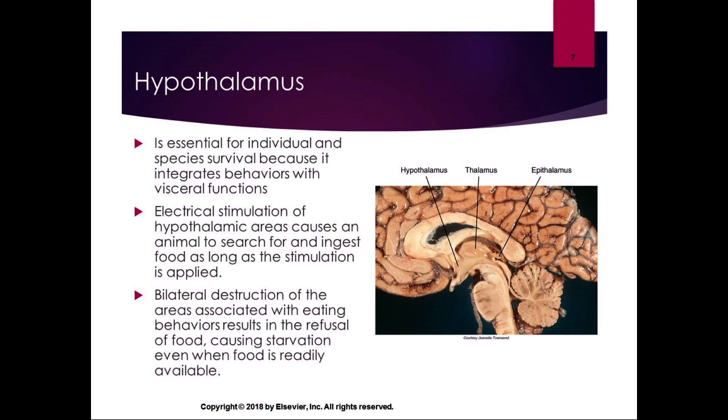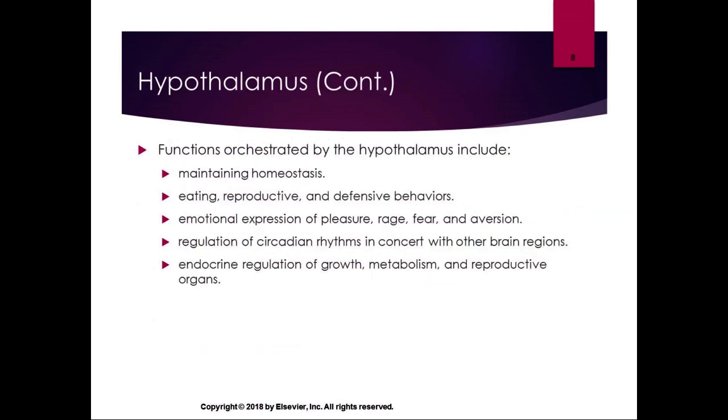So obviously the hypothalamus is important for food-seeking behaviors, eating behaviors. If they destroy bilaterally the areas associated with eating behaviors, it will cause the animal to refuse food, even when the animal will starve, even if they're sitting right in front of a bowl of food. Because without that impulse from the hypothalamus, we have no desire to eat. So lots of functions orchestrated by the hypothalamus, maintaining homeostasis.